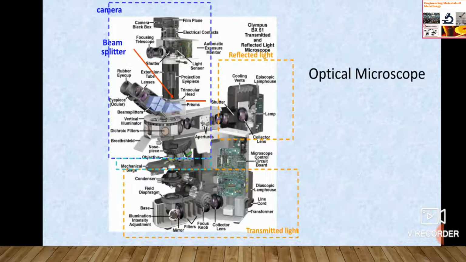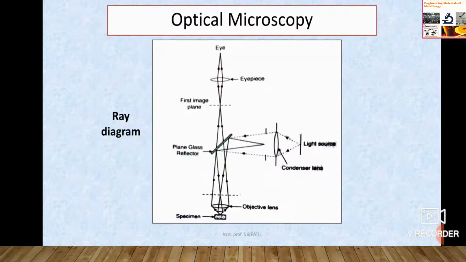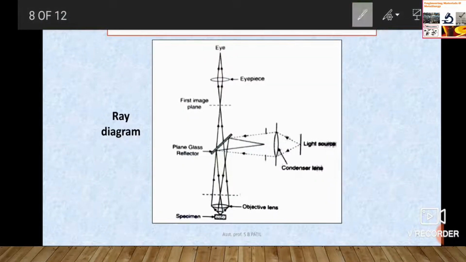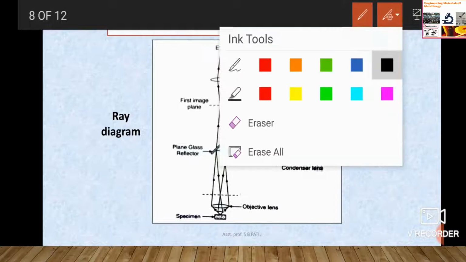This is the image of the optical microscope. This is the ray diagram of the optical microscope, how the ray goes. So you can observe here in this ray diagram.